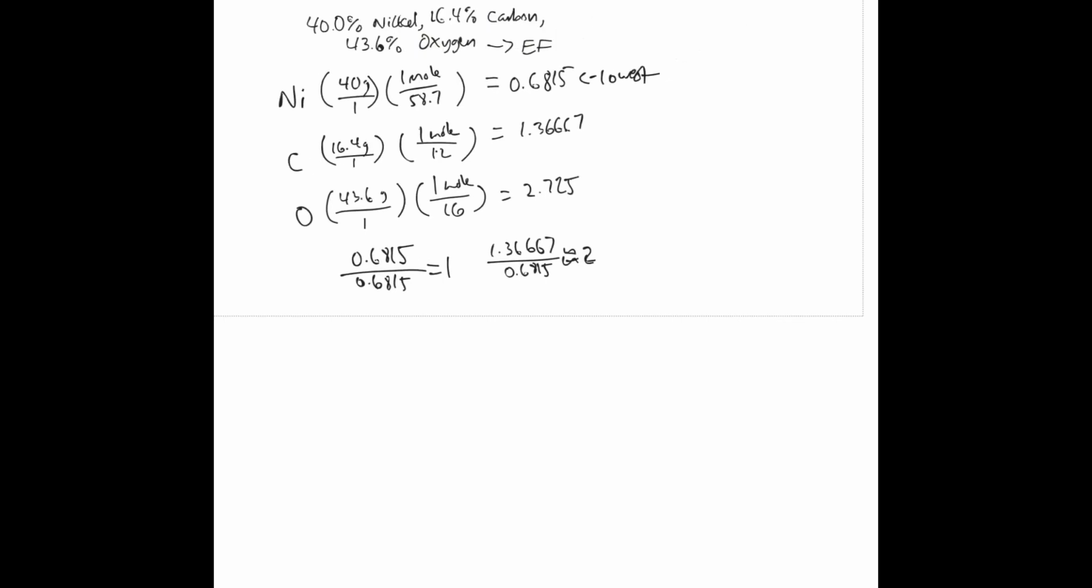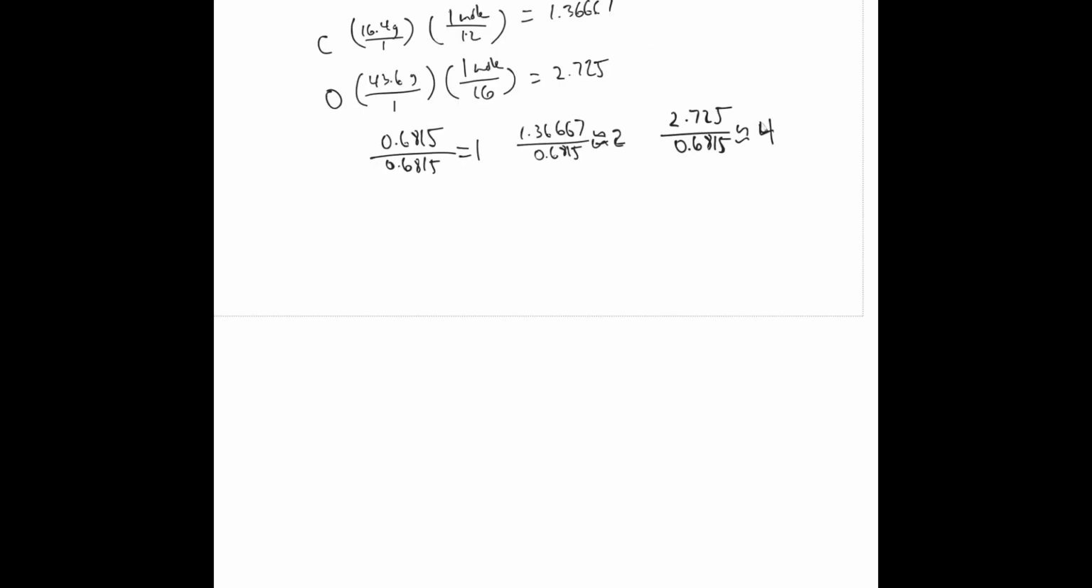0.6 divided by itself, that's just going to give us 1, right? That's one part of our ratio right now. And let's just do everything else. 1.3667, remember these are moles and we're just dividing them by the ratios of each other. That's going to give us, not exactly 2, but approximately 2. And it doesn't have to be exact, but it needs to be close enough so that the values do match up. And you have 2.725 divided by that, that's going to give us approximately 4.